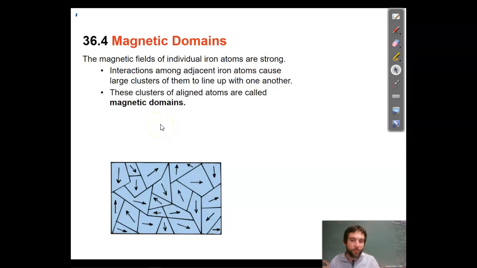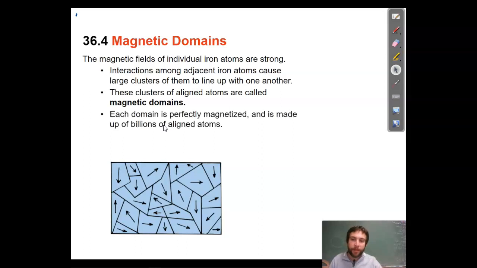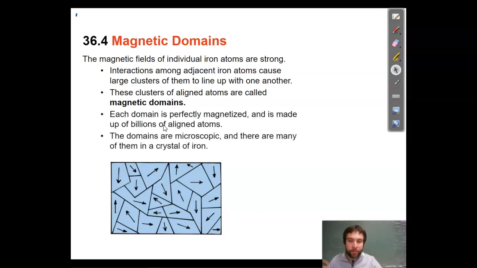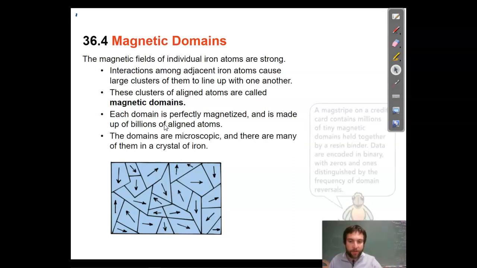These clusters of aligned atoms are called magnetic domains. Each domain is perfectly magnetized and is made up of billions of aligned atoms. The domains are microscopic, and there are many of them in a crystal of iron.